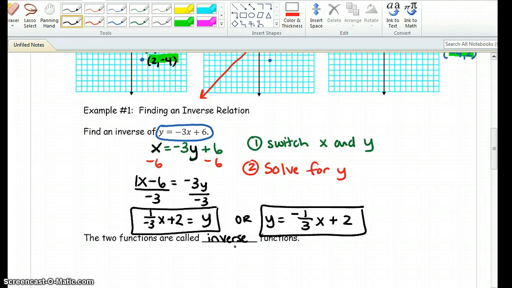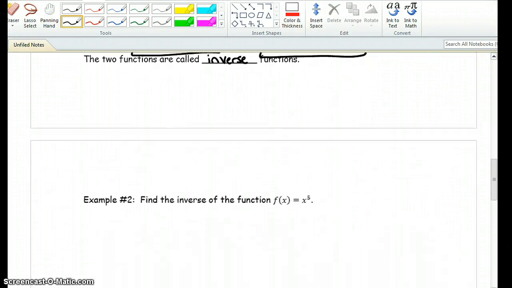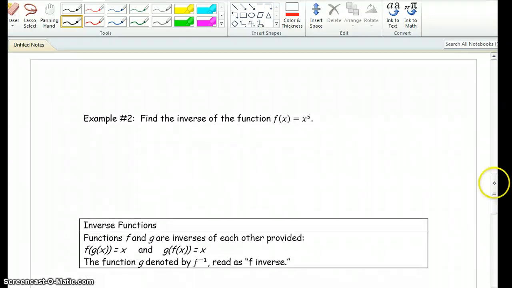Okay, so in this case we have y equals negative 3x plus 6 and y equals negative 1/3 x plus 2 as inverse functions, where they're inverses of each other. Alright, let's keep going. We're going to go ahead and try that one more time.